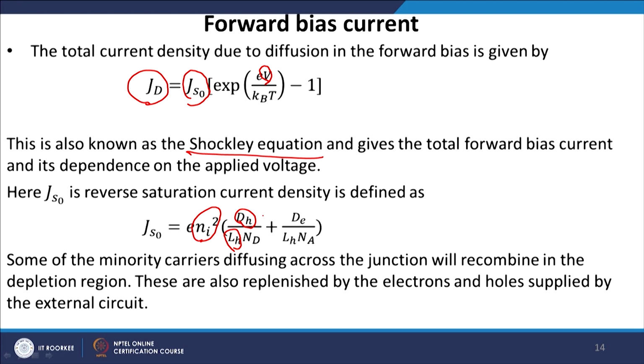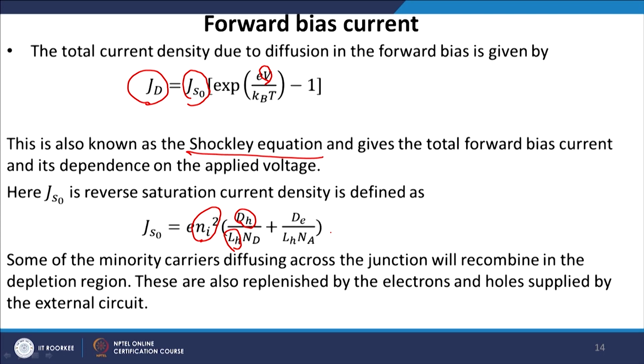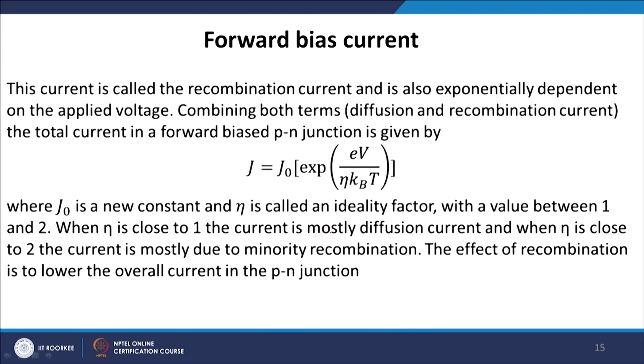For a particular class of material, the diffusion length and diffusion coefficient are constant. For example, if I choose silicon, for silicon I know the hole diffusion length, the electron diffusion length, and the diffusion coefficients due to the hole and electron. So, we can plug in those values and get the terms inside the bracket, and then all it depends upon is the intrinsic carrier concentration. Some of the minority carriers diffusing across the junction will recombine in the depletion region also. This is replenished by the electrons and holes supplied by the external circuit. In forward bias, the current is also called the recombination current, and it is exponentially dependent on the applied voltage, as you have just seen.